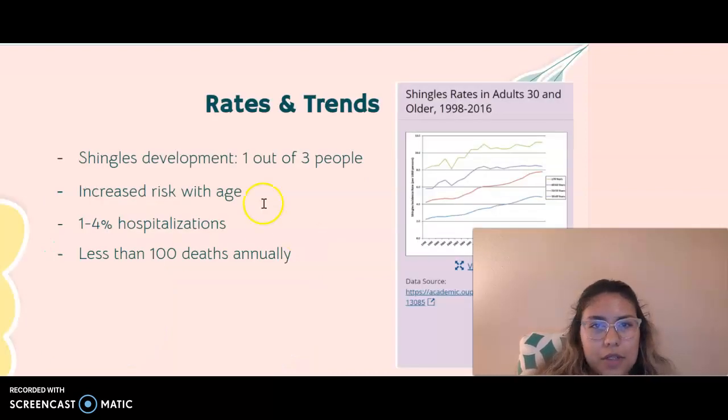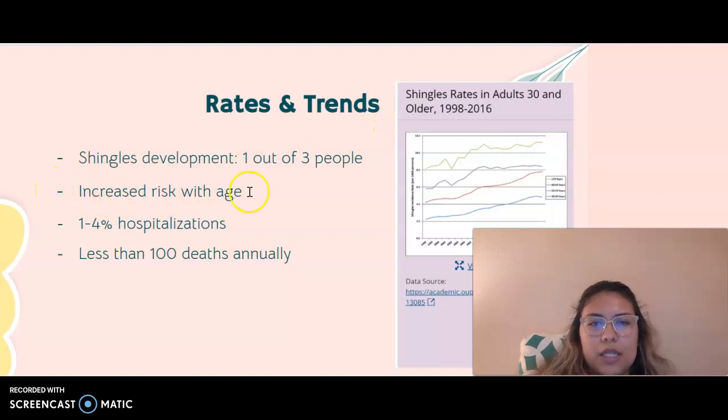Okay, so let's go on to rates and trends. This graph right here is from the CDC website, and we can see it starts youngest to oldest as we go up. The youngest group right here is in blue, and the oldest is the 70 plus age group, which is in green. So we see shingles rates in adults 30 and older from 1998 to 2016. Based on the data here, obviously the older you are, the more cases. And that's what we're going to get into right here.